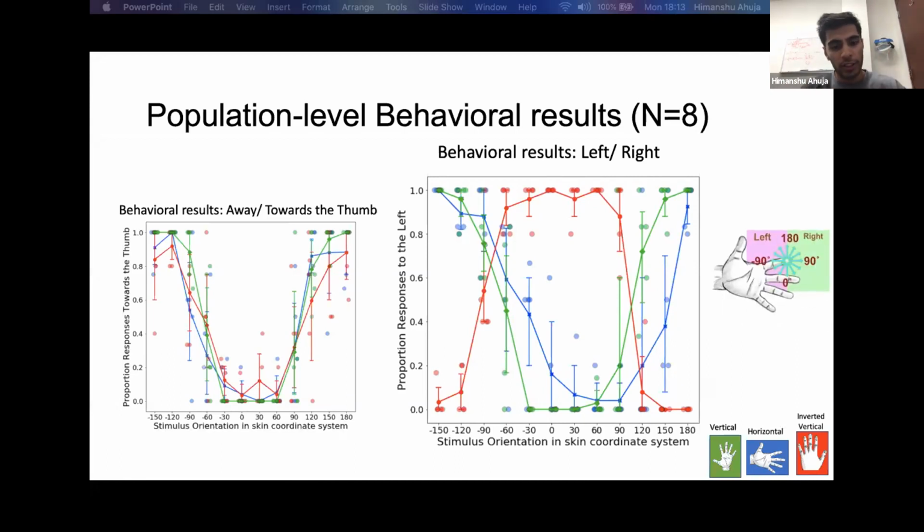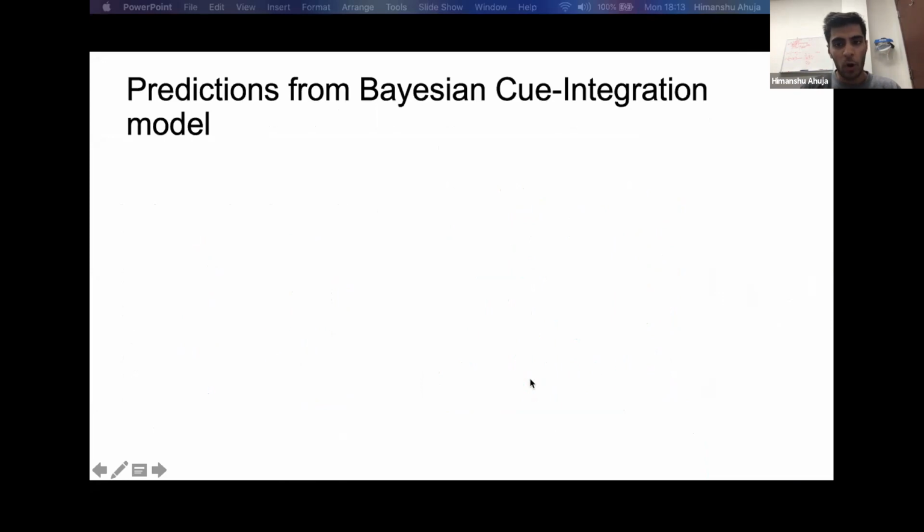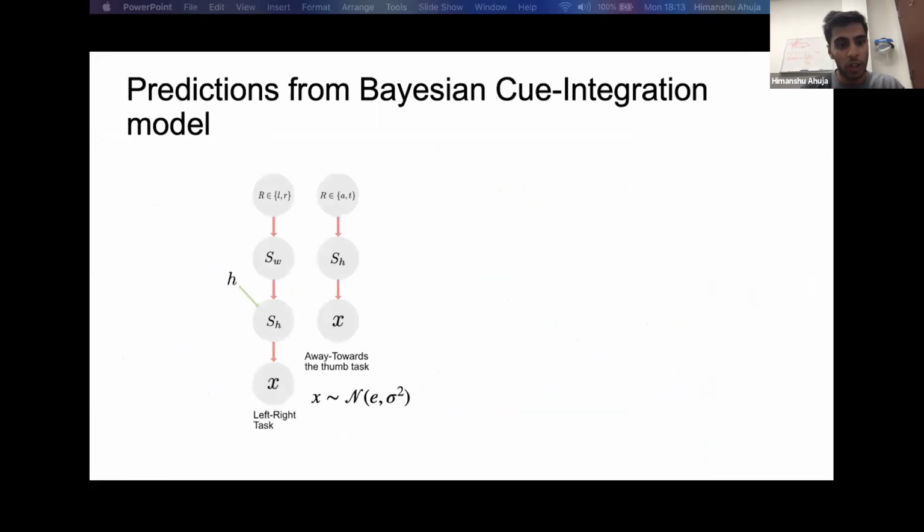For the horizontal case, which is the blue curve here, we see a 90-degree phase shift of the curves from the away towards the thumb task to the left-right task. We were also able to model these predictions with a Bayesian cue integration model.